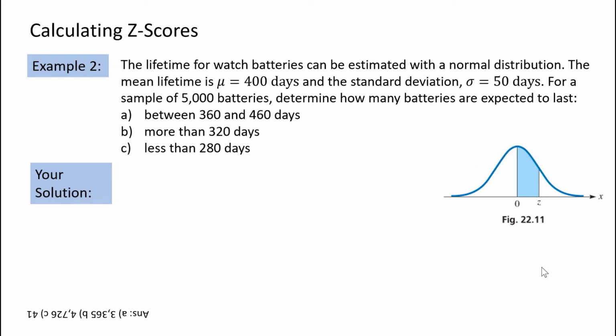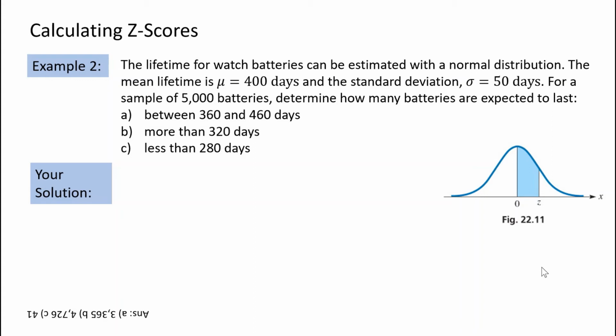The lifetime for watch batteries can be estimated with a normal distribution. The mean lifetime mu is 400 days, and the standard deviation sigma is 50 days. For a sample of 5,000 batteries, determine how many batteries are expected to last A, between 360 and 460 days, B, more than 320 days, and C, less than 280 days.